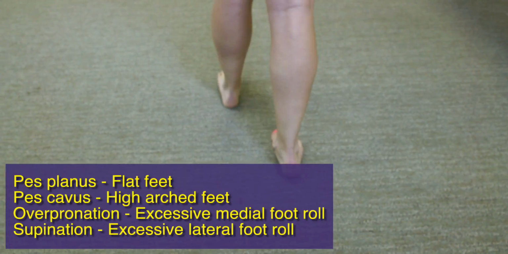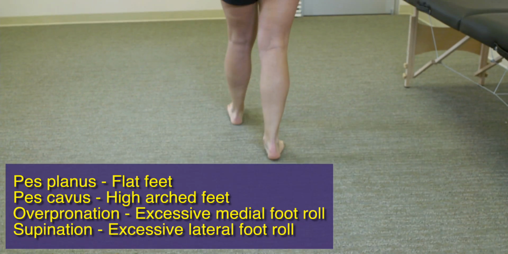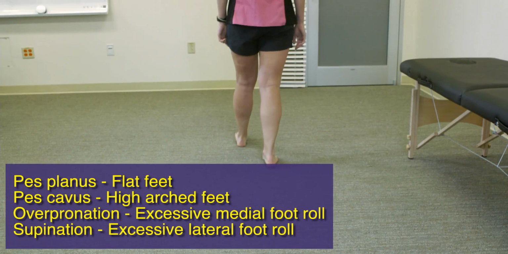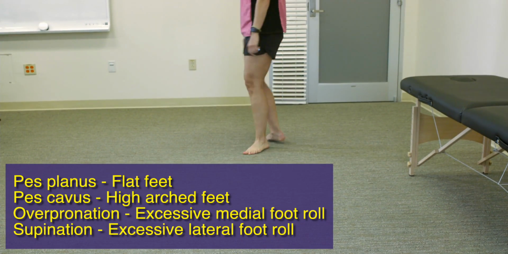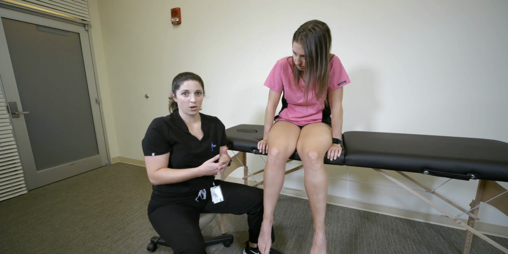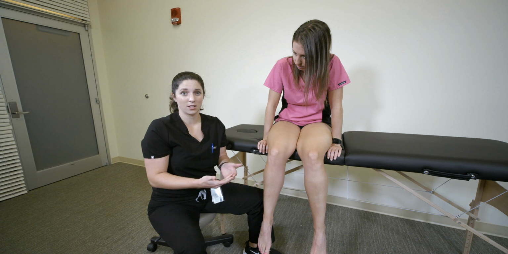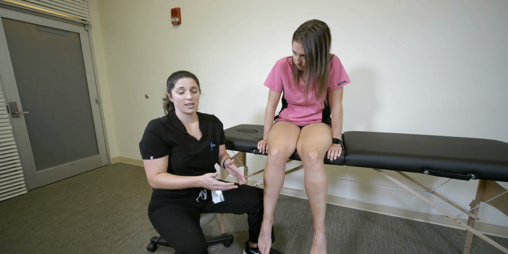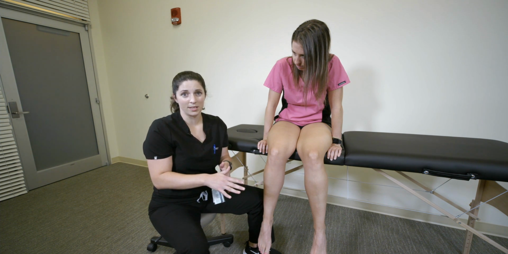As your patient is evaluated walking, you want to evaluate whether or not they are pes planus or pes cavus, and you also want to see whether or not they overpronate or supinate during that gait pattern. So we just evaluated our model's gait here, and we were able to tell whether or not she is having pain in certain aspects of her gait whenever she's planting her feet.